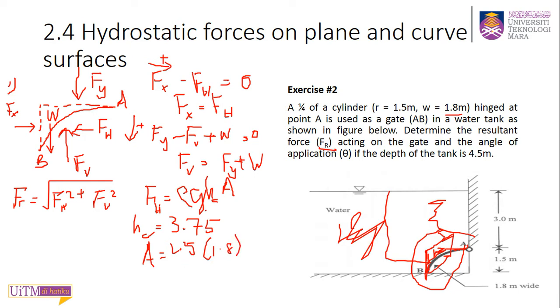So this will give you the FH value. What's the value in your calculator? Rho g h c A, rho g times 3.75 times 1.5 times 1.8. 99.33 kilonewton. Is it kilonewton or newton? Kilonewton. Okay, thank you. So this is kilonewton, and that gives you the FH.